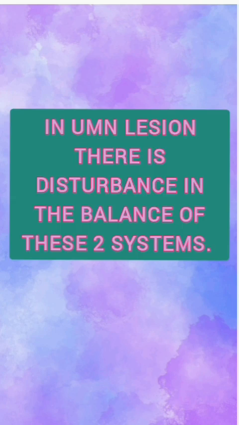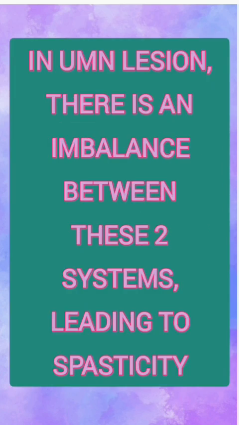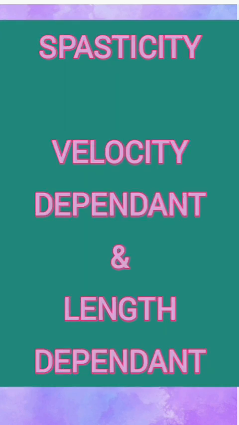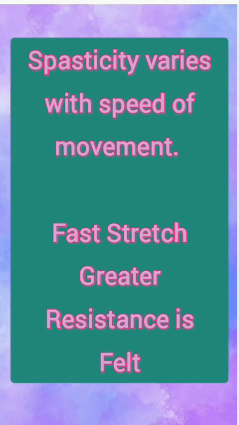In case of upper motor neuron lesion, there is a disturbance in the balance of supraspinal inhibitory and excitatory inputs, producing a state of net disinhibition of the spinal reflexes, leading to hypertonicity called spasticity. And this spasticity is velocity dependent as well as length dependent. Spasticity varies with speed of movement. The faster the muscle is stretched, the greater the resistance to stretch or passive elongation is felt. Stretch reflex increases and the therapist detects an increase in muscle tone.